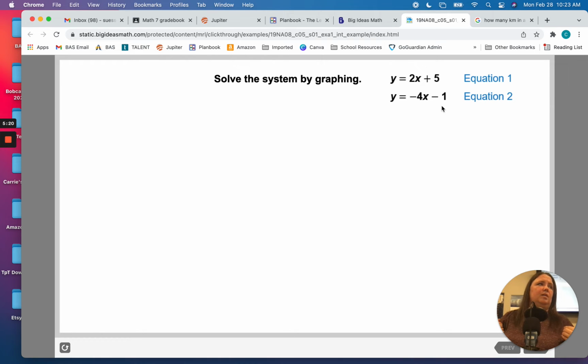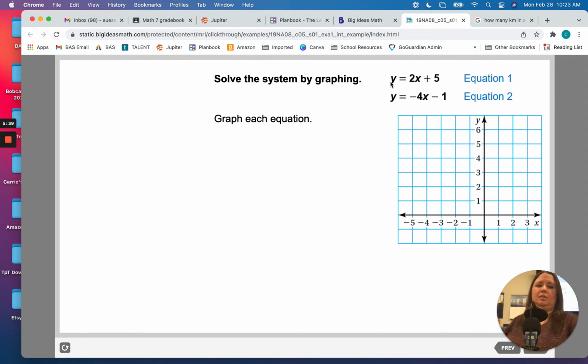What form do they need to be in order to graph them? Slope-intercept. Slope-intercept, very good. Or y equals mx plus b. Are these 2 in y equals mx plus b? Yes. Excellent. As you practice this, they will not be in slope-intercept form. You will have to put them in slope-intercept form first. But we're already here, so let's graph them.